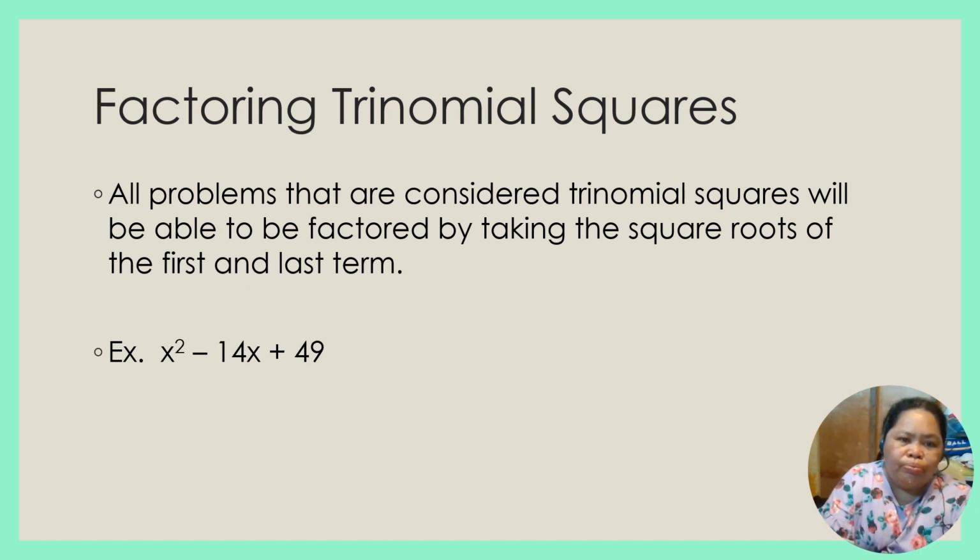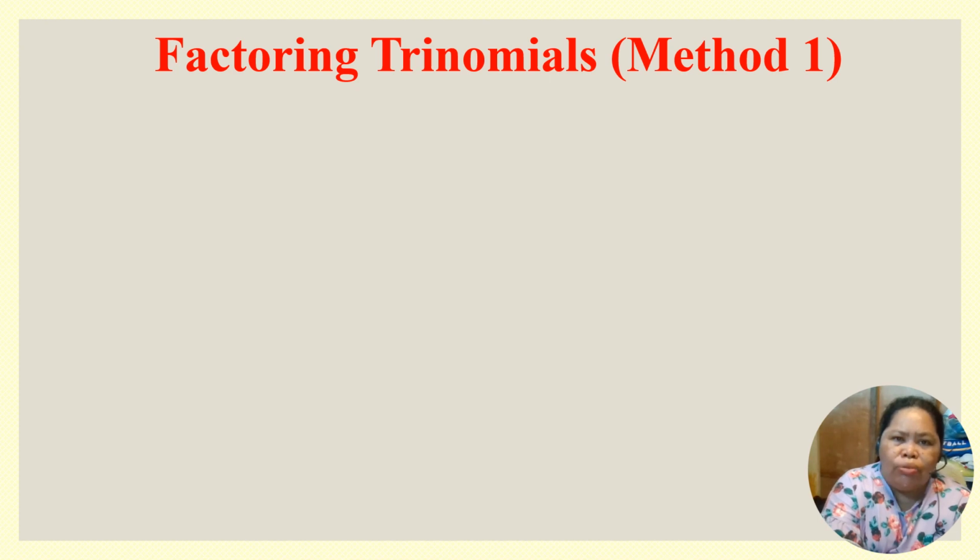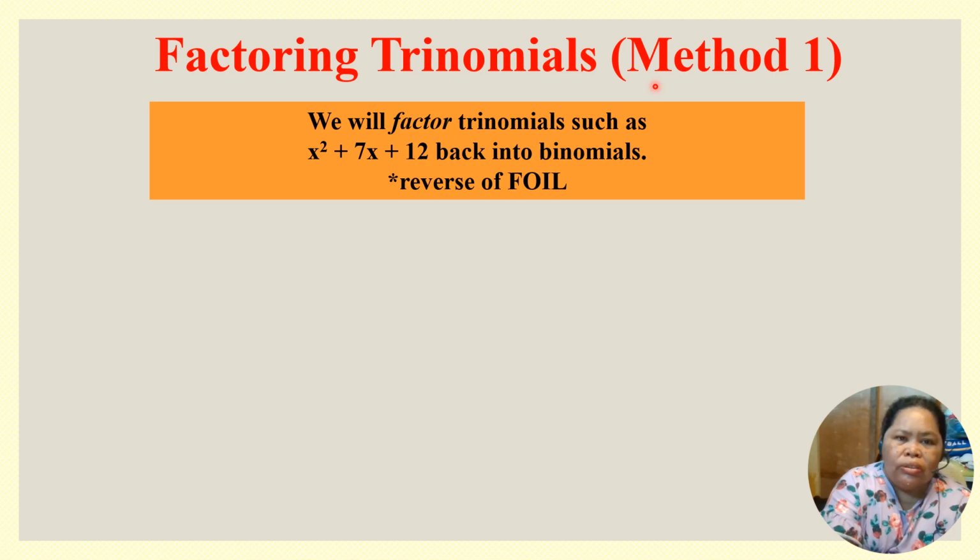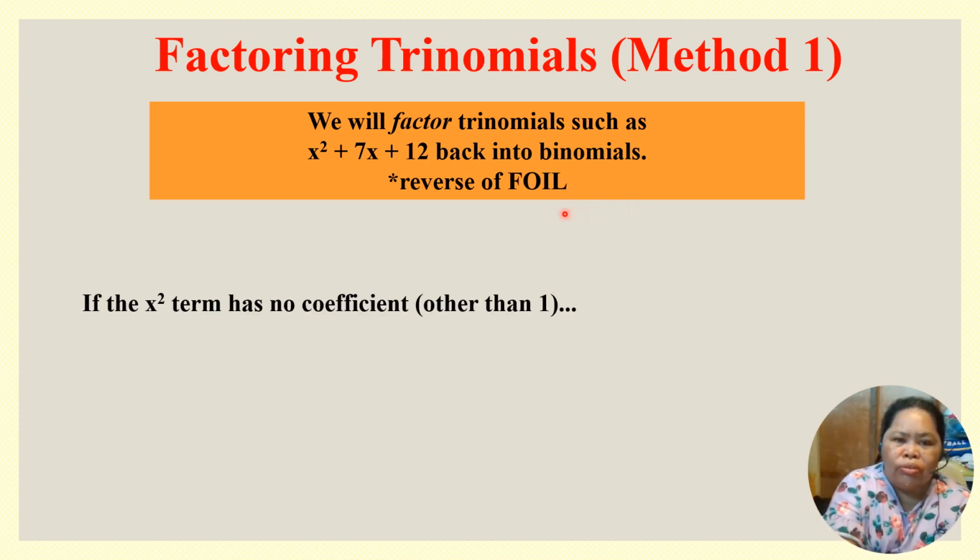All right, so all problems that are considered trinomial squares will be able to be factored by taking the square roots of the first and last terms. So, for example, x squared minus 14x plus 49, for first and last terms only. Now, for factoring trinomials, we have method number one. We will factor trinomials such as x squared plus 7x plus 12, back into binomials. So this is the reverse of the FOIL method.